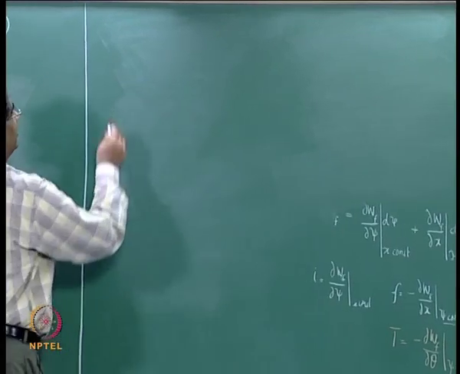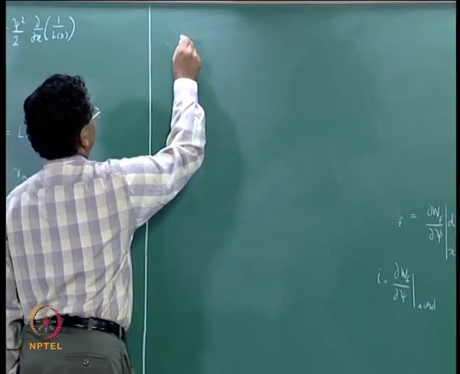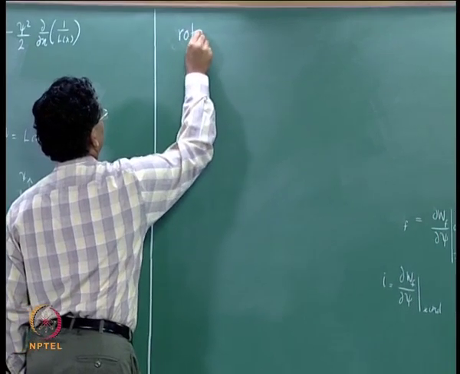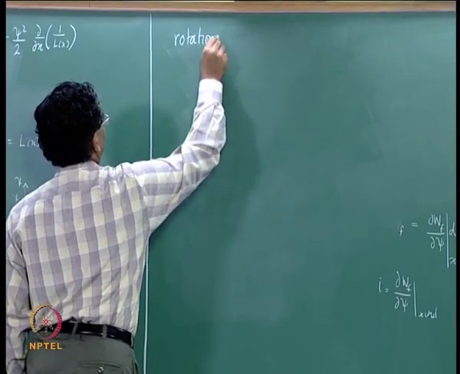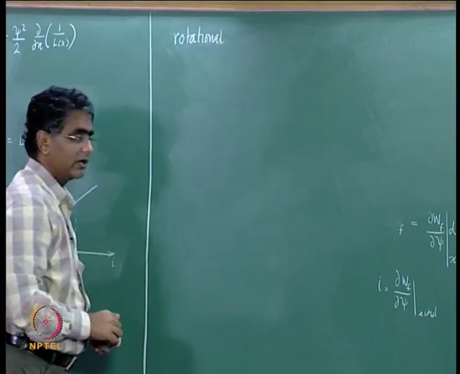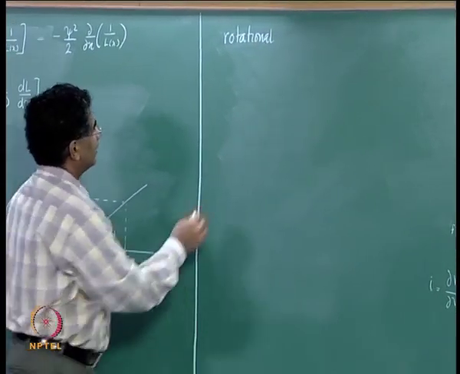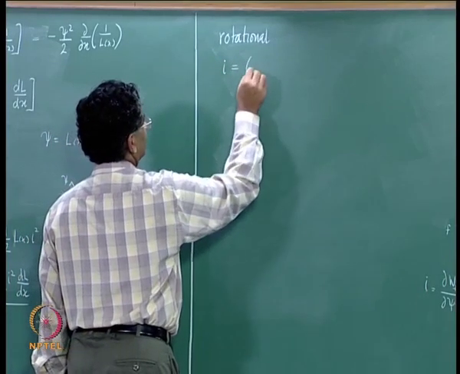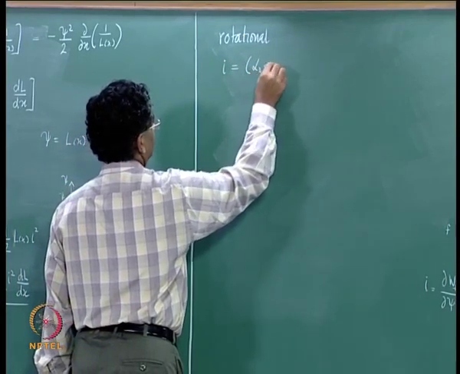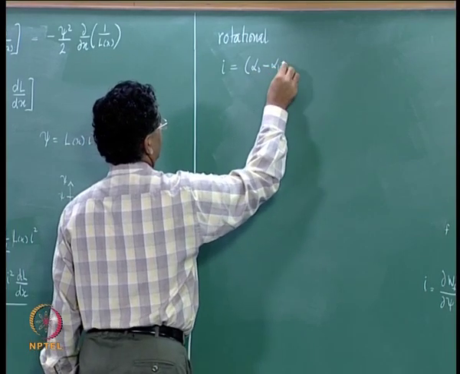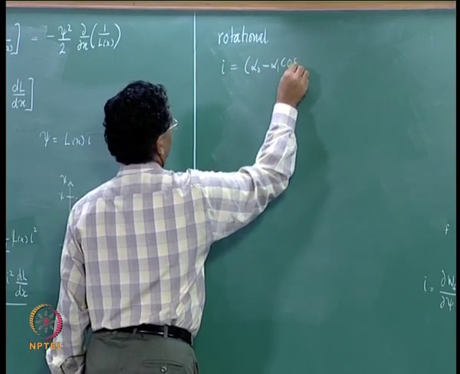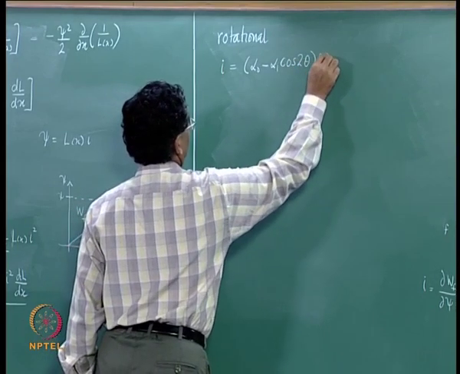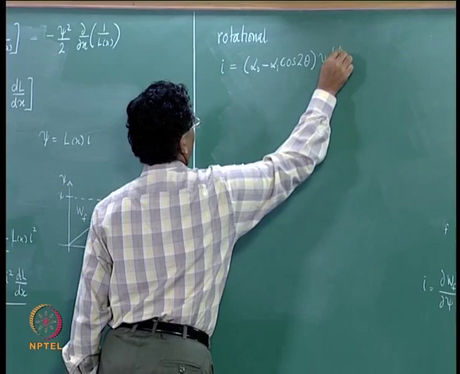Let us say that we have a system which is a rotational system, where the relationship between I and psi is described in this manner: alpha naught minus alpha 1 cos of 2 times theta, multiplied by psi to the power of 1.6.